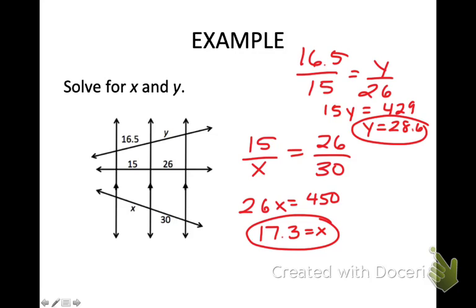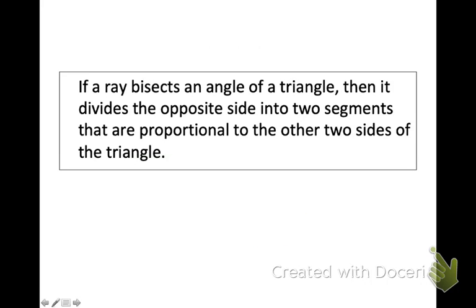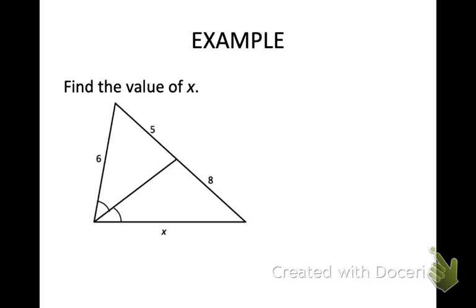Okay? And then the last theorem talks about an angle bisector inside a triangle. So if a ray bisects an angle of a triangle, then it divides the opposite side into two segments that are proportional to the other two sides of the triangle. Okay? I'll flip back to that for those who need this one yet. So let's do the example. So here I have an angle bisector. So let's find our segments.